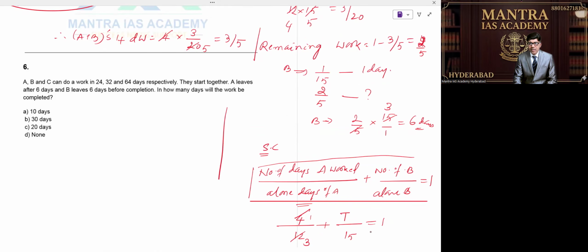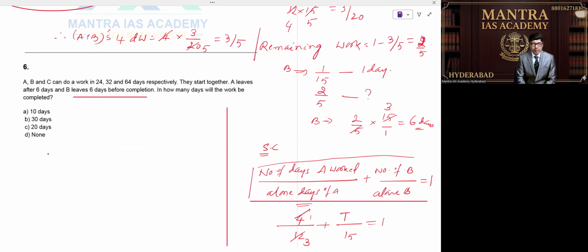My suggestion is to please try a number of questions and models. Let's see the 6th one now. A, B, and C can do a work in 24, 32, 64 days respectively. They start together. A leaves after 6 days, which means A worked for 6 days. And B leaves 6 days before completion of the whole work. So from the beginning to the end, C was there.